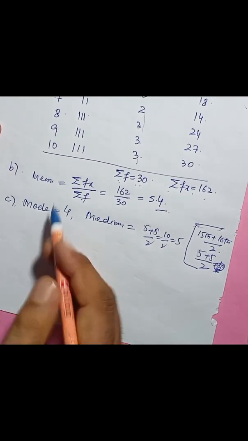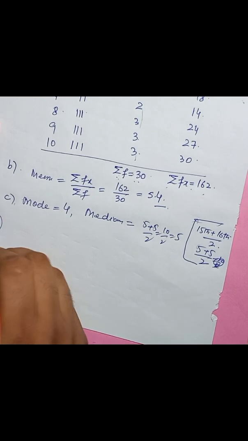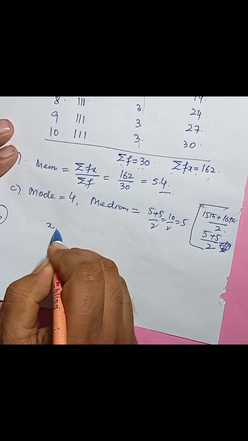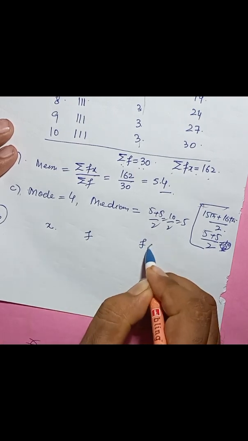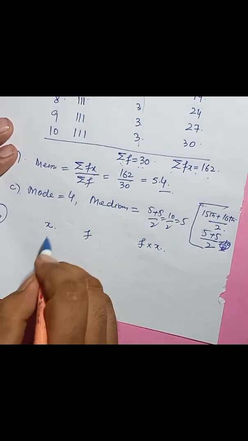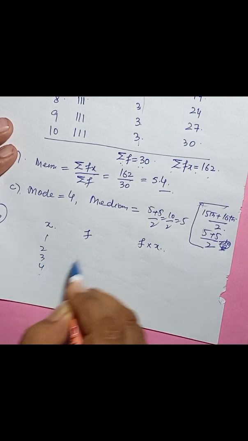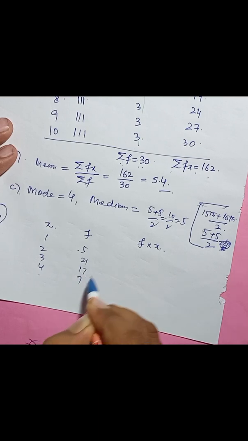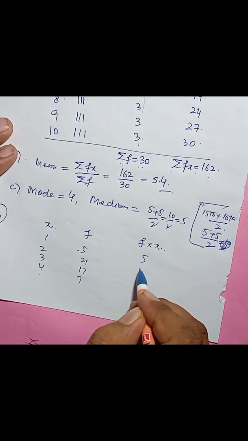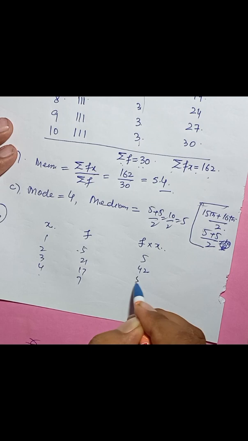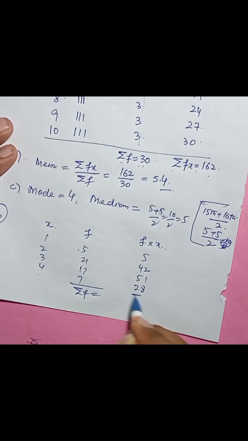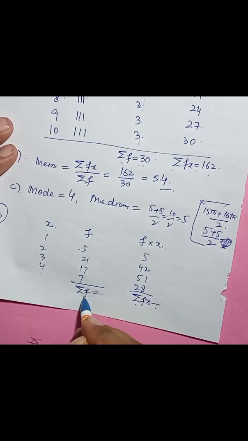Once you have found, first X is there, number of presents, frequency is there, then you should find F into X. It's 1, 2, 3, 4, and here it is 5, 21, 17, 7. Here 1 into 5 is 5, 2 into 21 is 42, 3 into 17 is 51, 4 sevens are 28. Here you will find sigma F, here you will find sigma Fx. So the mean will be sigma fx divided by sigma f.